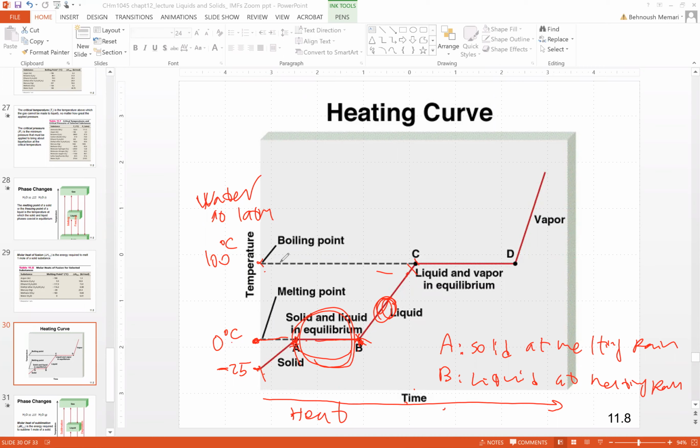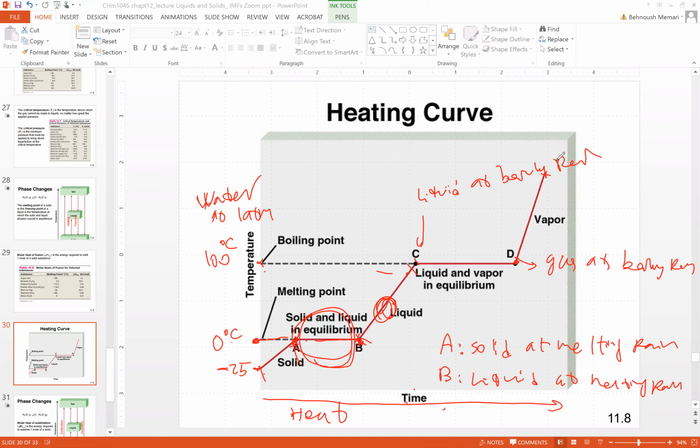When it reaches point C, the liquid starts boiling. So C is the liquid at boiling point. And D is going to be gas at boiling point. But after everything has changed to gas, the more heat you apply is going to increase the temperature of the gas.